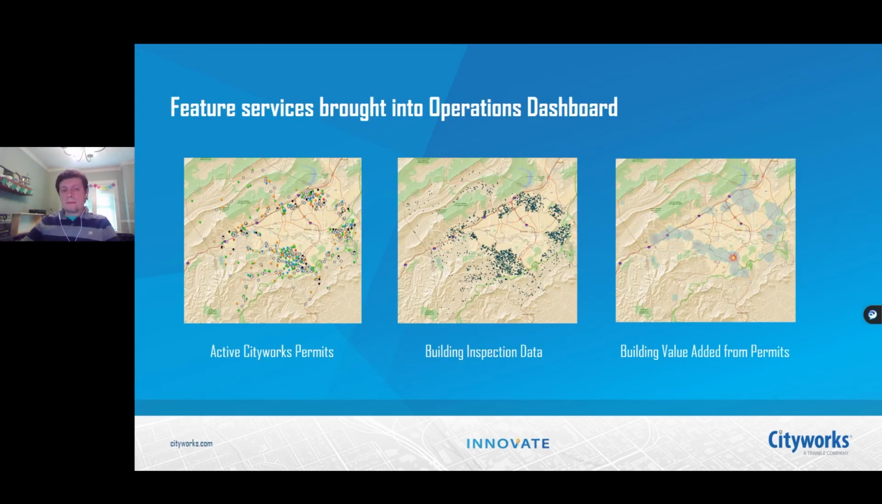Here are some of the map services we created with these spatial views. One displays all current active permits and their application dates. The next displays, in our case, inspection data and their results and dates. The last displays data on the value added to the buildings through permit applications. This was harvested as a part of the permit process because most fees are calculated based off of the value of the work being done.